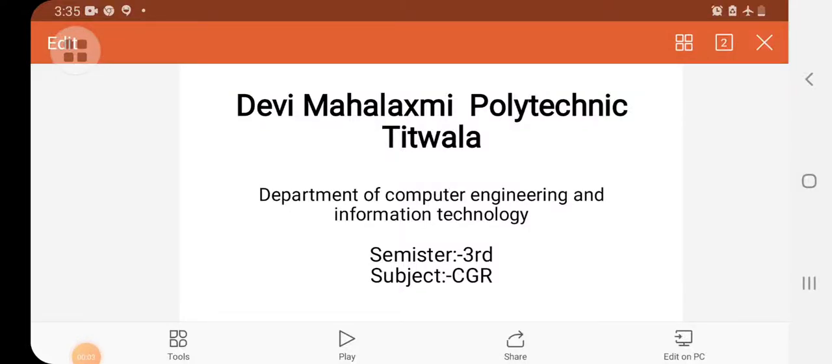We are from Devi Mahalakshmi Polytechnic Titwala, Department of Computer Engineering and Information Technology, Semester 3, subject Computer Graphics. Now I am going to teach you the remaining topics, and this is the last topic of chapter number 5. After this video, the computer graphics syllabus is over.